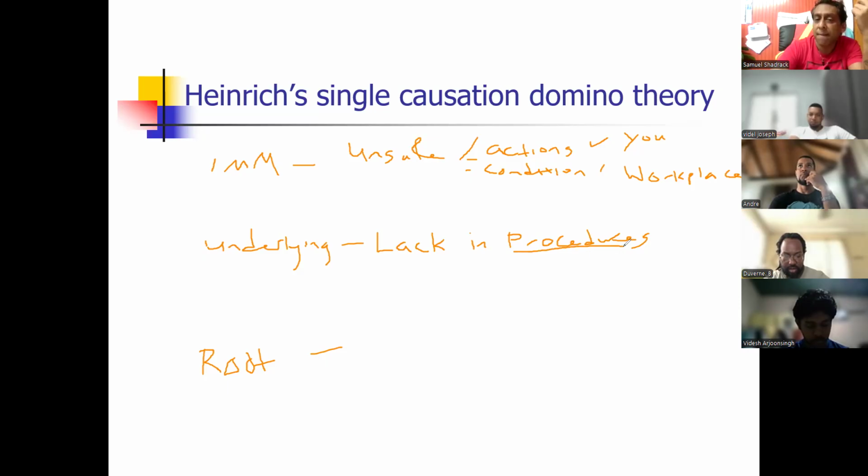Procedures are documents, right? If you say underlying causes, you cannot say it had oil on the ground. That would be an immediate cause as workplace. But you could have said there was a lack of a proper housekeeping procedure and you'll get it correct.